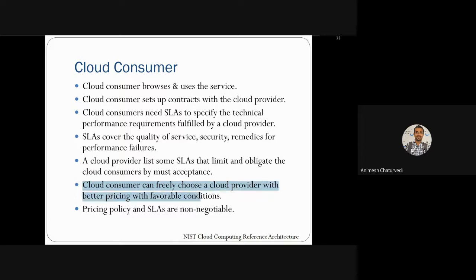Then the cloud consumer can freely choose a cloud provider, like whether you make an account on Facebook or LinkedIn or Instagram. It's all your choice where you want to make an account on social media. And if there is pricing on the particular type of cloud computing media, then you have to pay according to that. So you will try to choose the best optimal pricing and best service. So you choose by yourself by pricing. The pricing policy and SLA are both non-negotiable after the agreements are done. So these are the important points that you have to take care of as a cloud consumer.